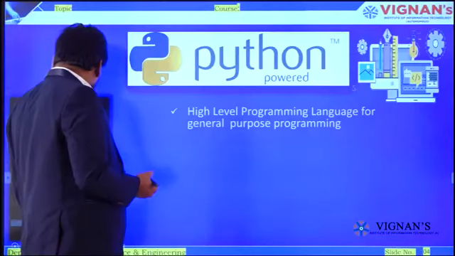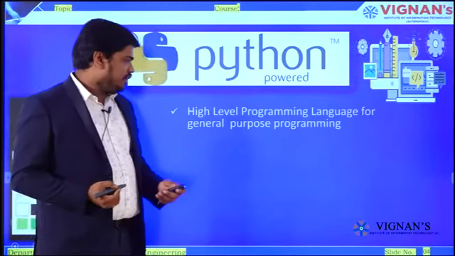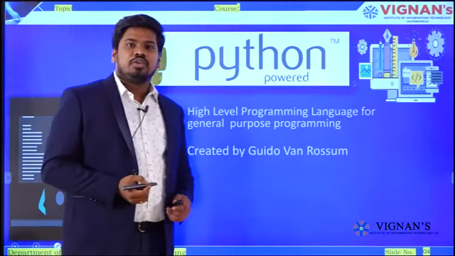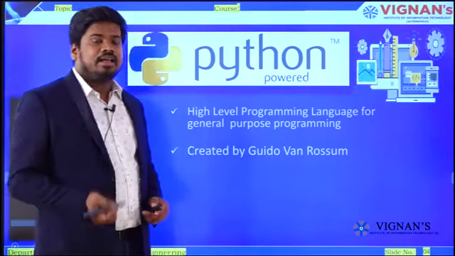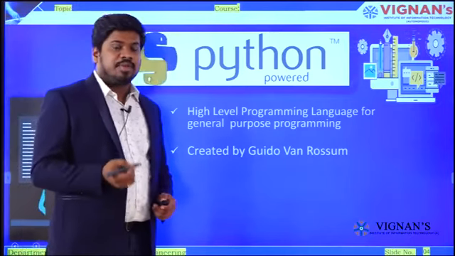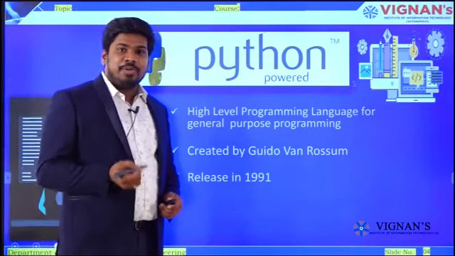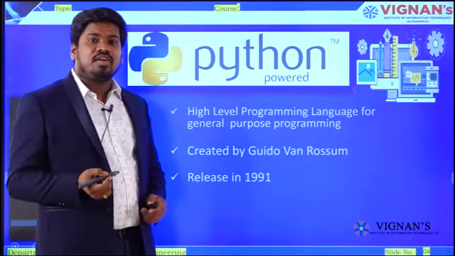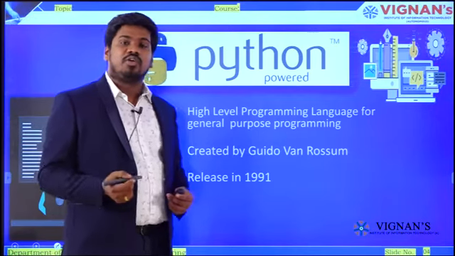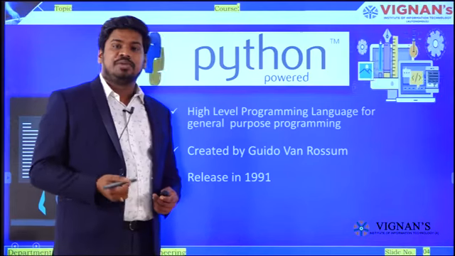Coming to the very important next point, the author of Python is Guido van Rossum. He's a Dutch programmer. Remember his name. It was released in 1991. The beauty of Python is that Python was created before Java, but no one knew how to use Python at that time. So happily I can say that it was before Java.